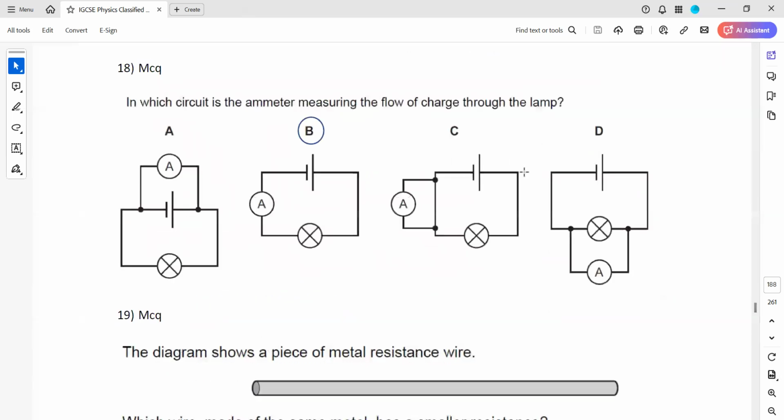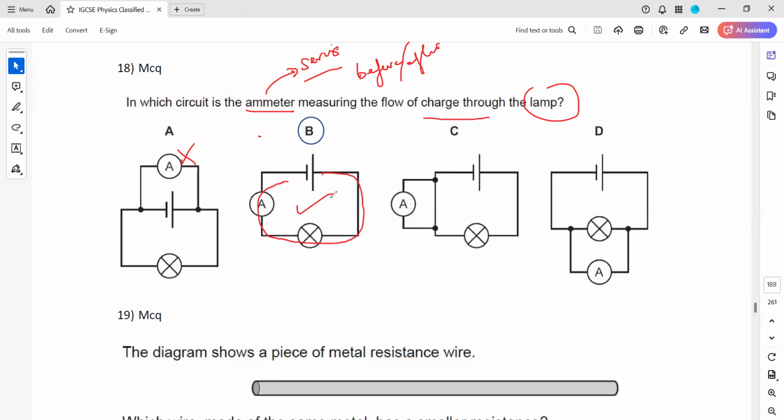In question 18, in which circuit is an ammeter measuring the flow of the charges through a lamp? So whenever we want to connect an ammeter, an ammeter is always connected in series, meaning you can connect it before the component or after the component. And we want to measure across the lamp. So this is totally wrong because the ammeter is connected in parallel, like above or below, it should be before or after. So B is connected in series with the lamp, so it's right.